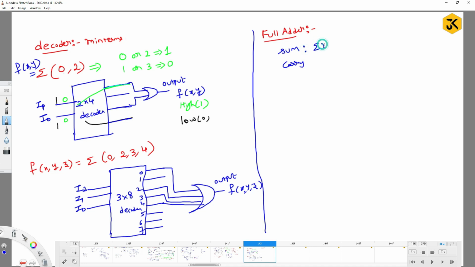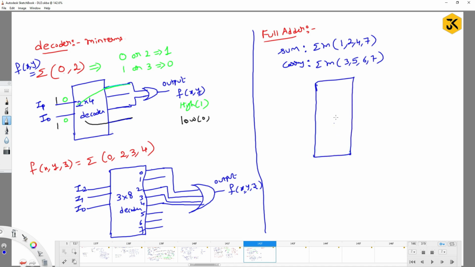For the sum, the minterms are 1, 2, 4, 7. Very good. For carry, 3, 5, 6, 7, right? So what kind of decoder is required here? A 3x8 decoder is enough, right?